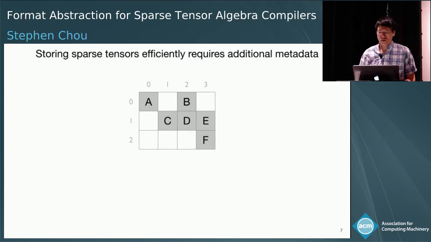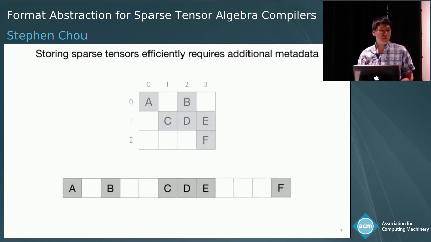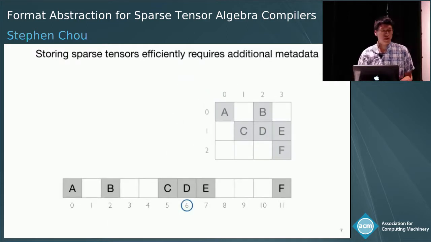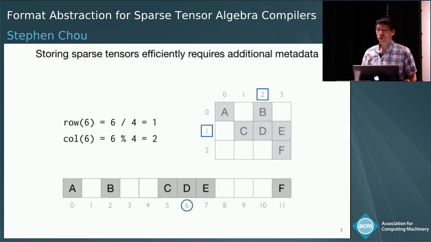And to keep things simple, let's first focus on how we can store 2-dimensional tensors or matrices like the one shown here. Now, the simplest way to store a tensor like this is to just store all of its elements contiguously in a dense array. And now the nice thing about this representation is that the positions of elements in the array implicitly encode their coordinates in the original tensor.